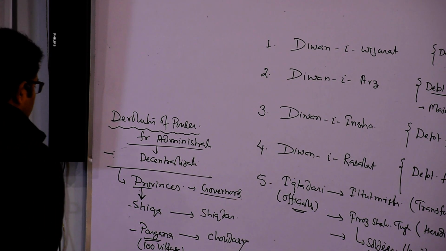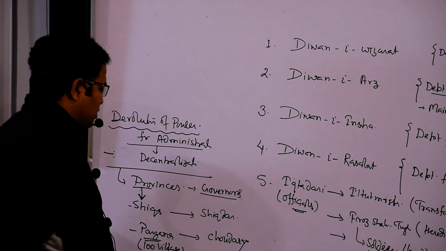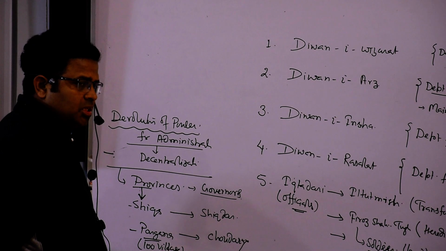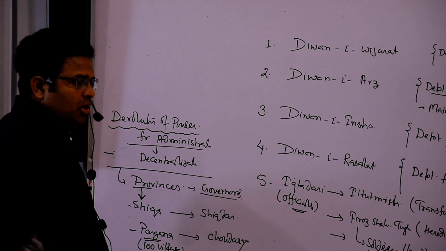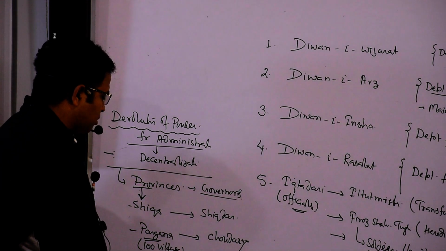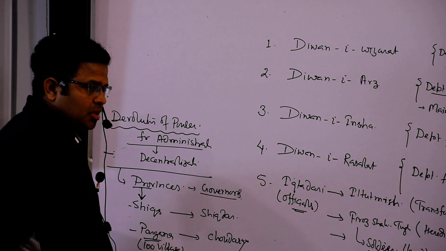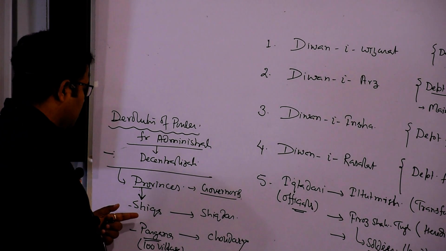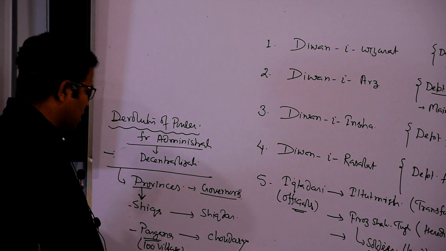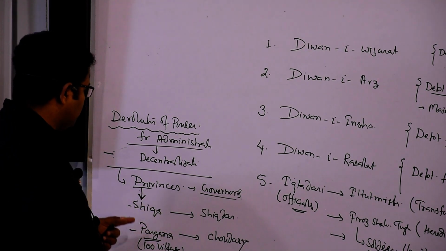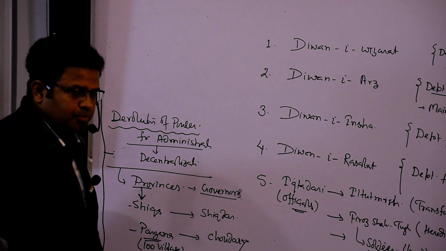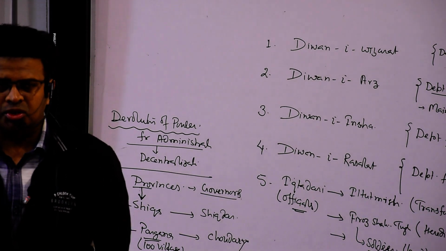Provinces were controlled by governors, Shiqs are governed by Shiqdars, smaller units of provinces. Inside a Shiq there are Parganas, of 100 villages, yes or not? You can say like district, or blocks, and then there is the village. Provinces, Shiqs, and Pargana. Is it okay? So this was the administrative structure.